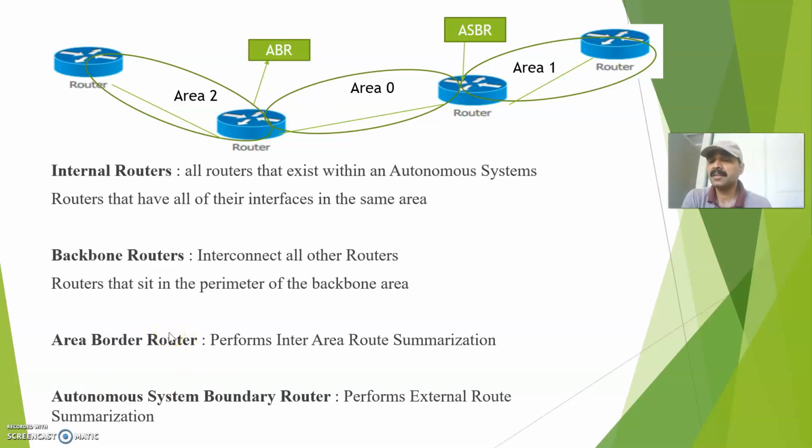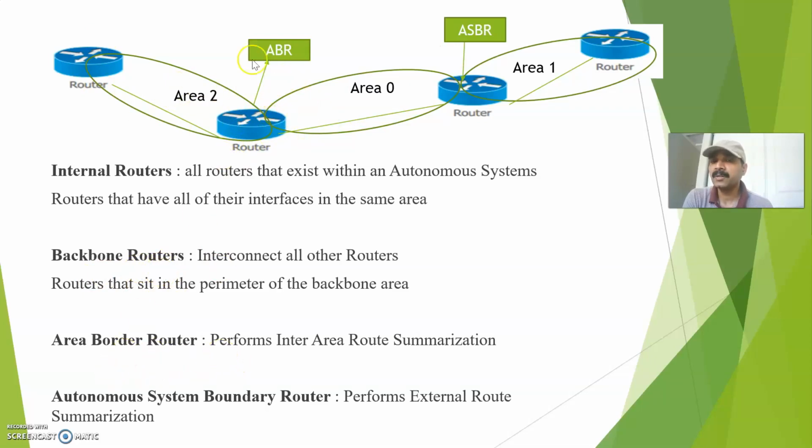So now let us understand the types of routers. One is an internal router. The routers that have all their interfaces within the same area we call internal routers. All these routers will have the same LSDB, link state database. And a backbone router is one that sits in the perimeter of the backbone area, and it interconnects the routers. So at least one area should connect to this backbone area.